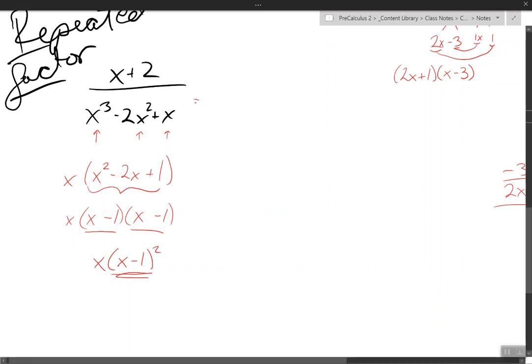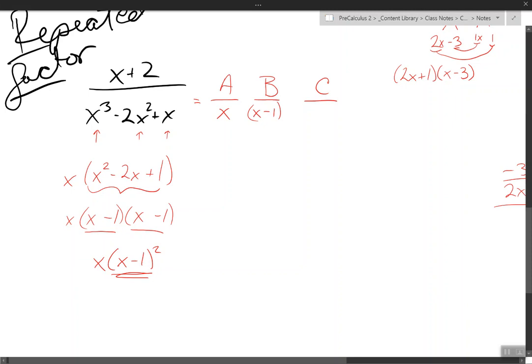Here's what that looks like. So we've got 3 pieces. So it's going to be A, B, and now C. The first factor that we took out was x. The second factor will be x minus 1.